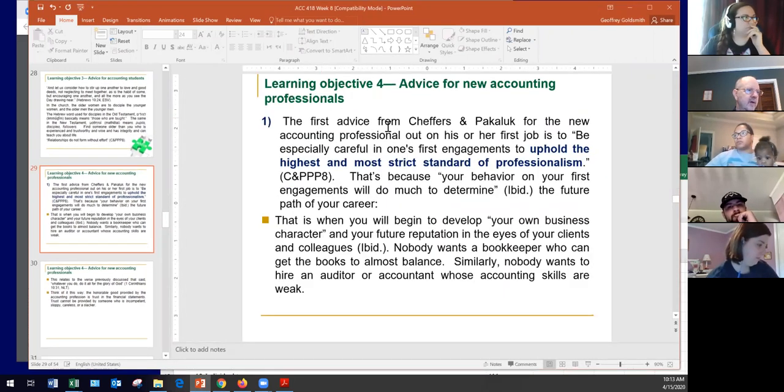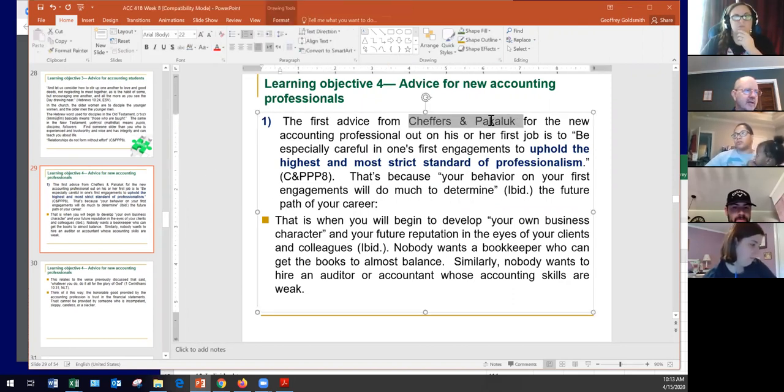This section in Unit 8 comes primarily from the Jeffers and Picolic textbook. Their first advice for the new accounting professional who's out on his or her first job is to be especially careful in one's first engagements, to uphold the highest and most strict standard of professionalism.